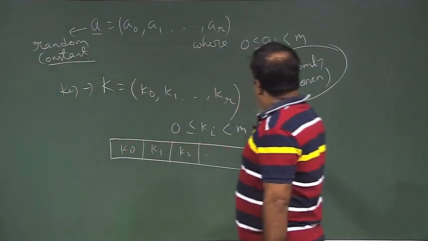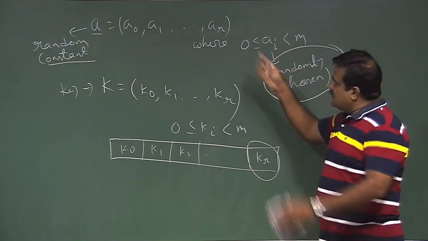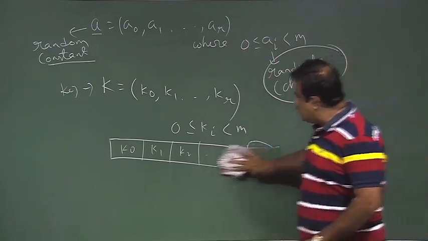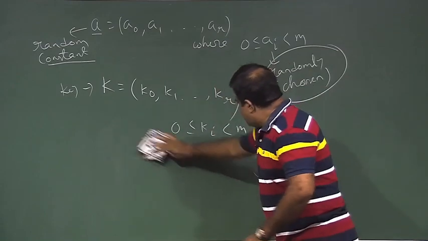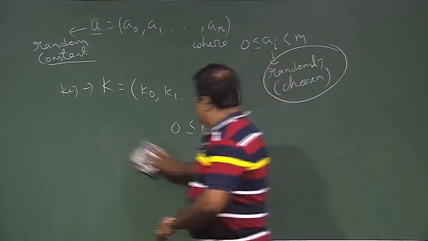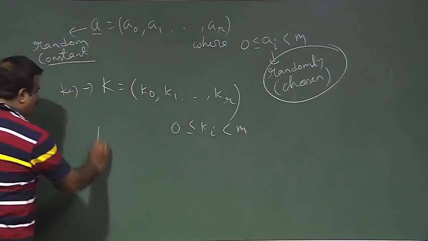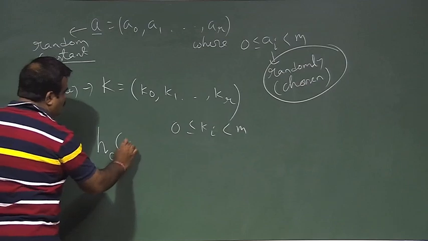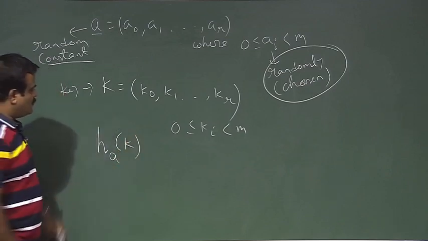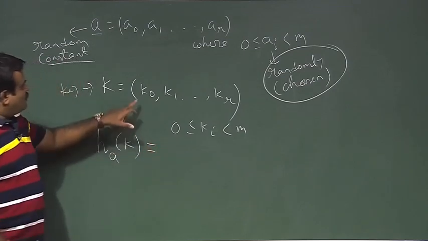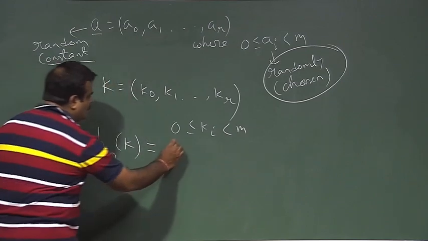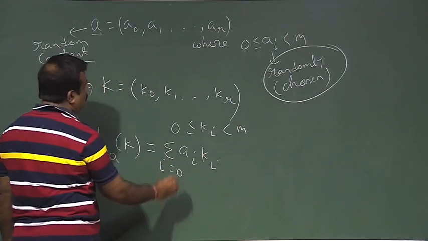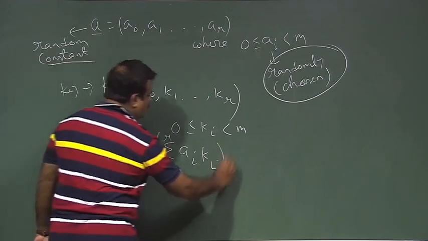So we choose each Ai randomly, and then we have this A. Then how do we define the hash function? The hash function will depend on this constant, so it is denoted by h_A. A is this random vector, and h_A of k, where k is the vector, is the inner product of these two: the summation of Ai ki, for i equal to 0 to r, then mod m.